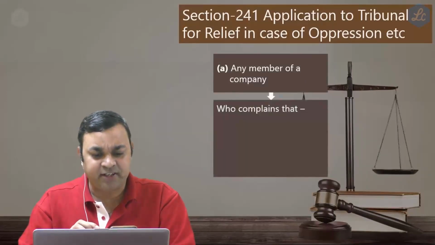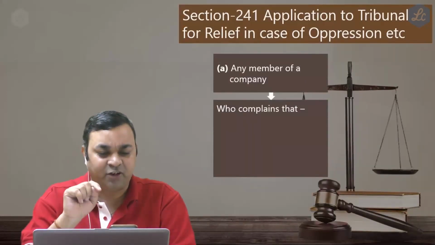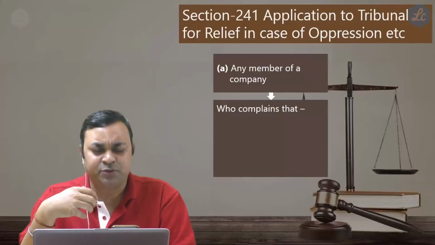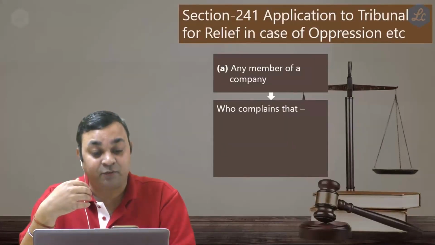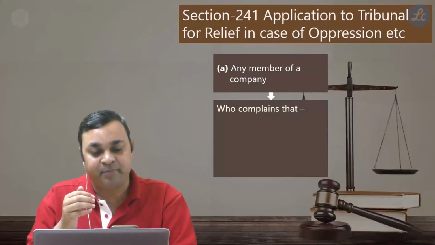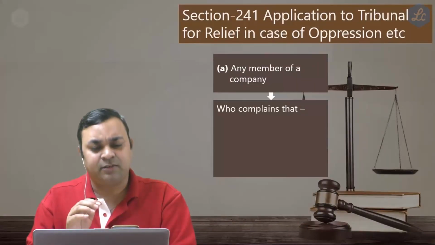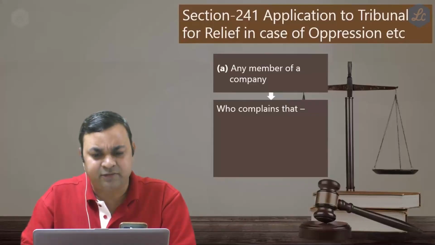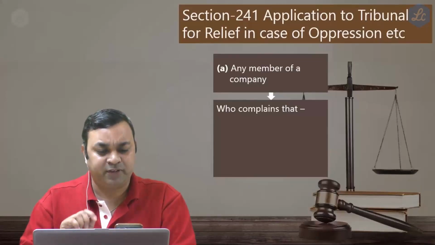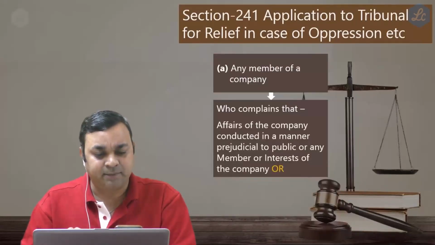Now, the first point: who can make an application? We already went through the definition. Any member of a company who has some issue will make a complaint. And what complaint can he make? He will complain that the company's existing members are making decisions which are prejudicial to the interest of the company. So the first point is, any member of a company can make a complaint.